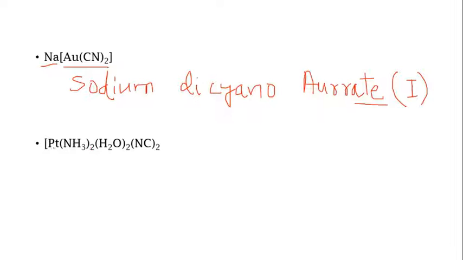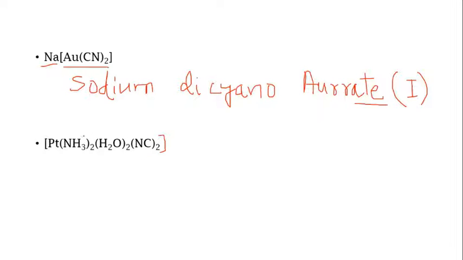So the next example is Pt, NH3 taken twice, H2O taken twice, NC taken twice. So this is inside the coordination braces. Then you have platinum as the central metal. Then you see there are three different types of ligands present. One is ammonia, the other one is water, H2O. Then you have cyanide, NC. And in this case, this is an ambidentate ligand and it is bound with the nitrogen as the central atom.